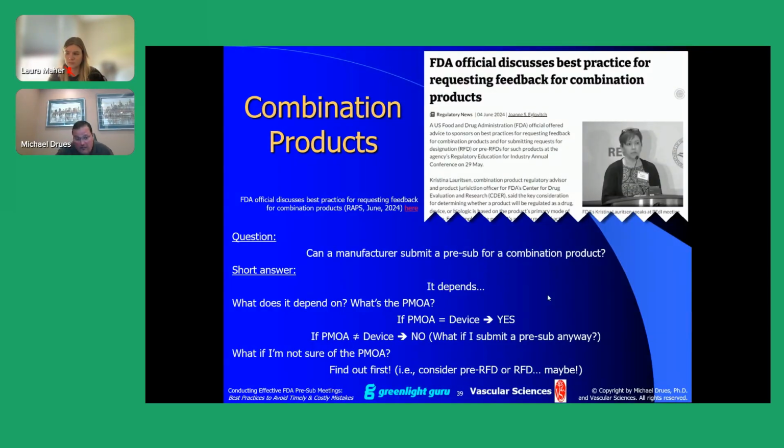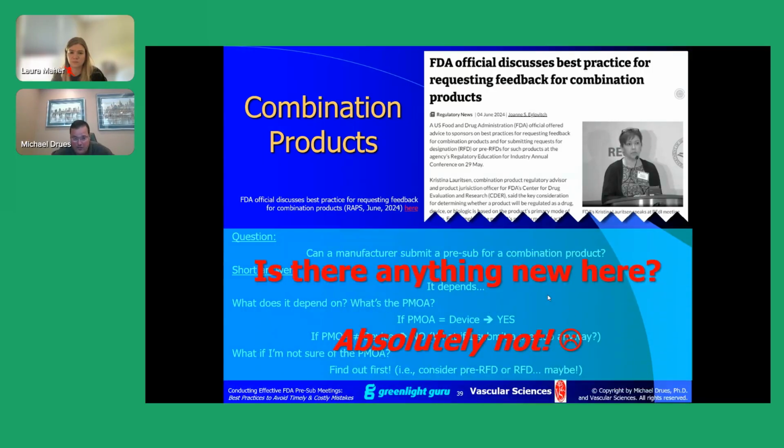I've been working in combination products now for more than 20 years, long before FDA even recognized combination products as combination products. You might want to consider the pre-request for designation or the request for designation or something to get that determination. Even though this was published just literally a couple of days ago here, is there anything new here?